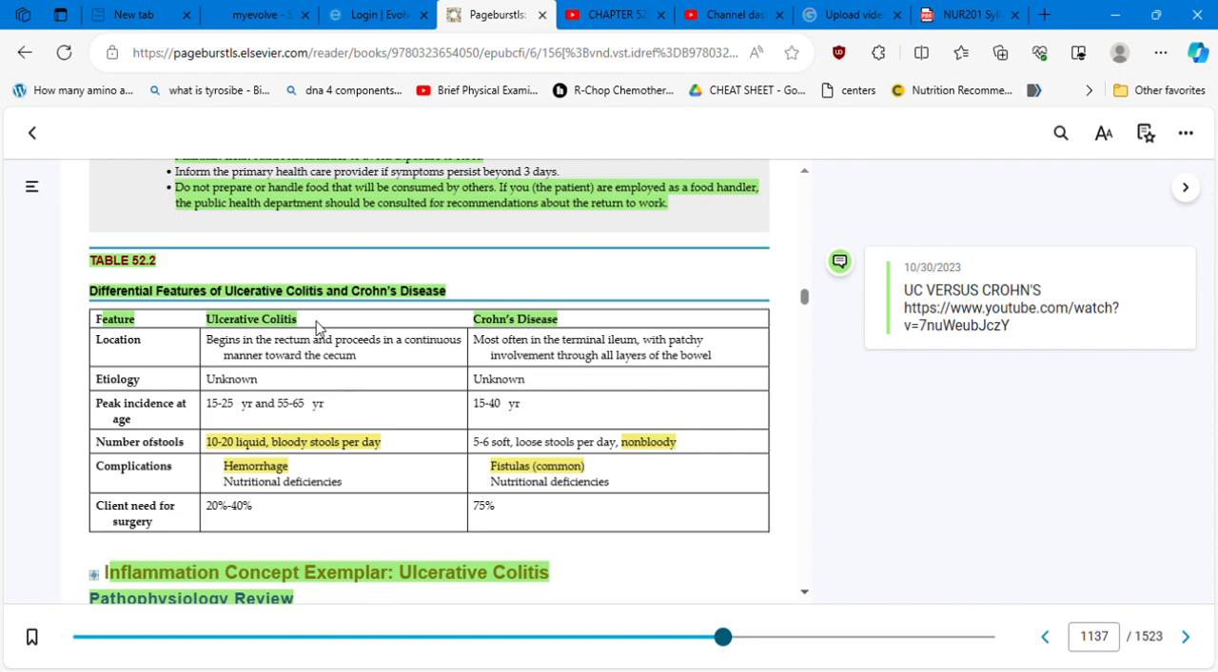Ulcerative colitis begins in the rectum and proceeds in a continuous manner towards the cecum. Okay? That's why I usually remember this by the U is the ultimate part of the colon to the C, to the cecum, ulcerative colitis. Crohn's disease is most often in the terminal ileum, with patchy involvement through all layers of the bowel. Okay.